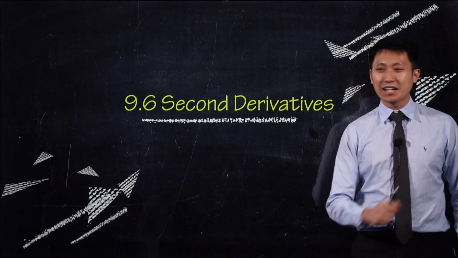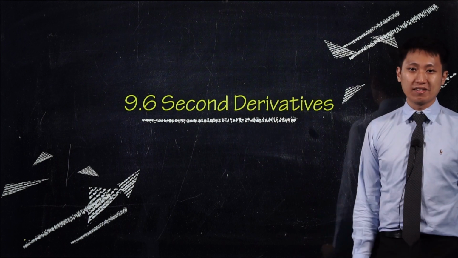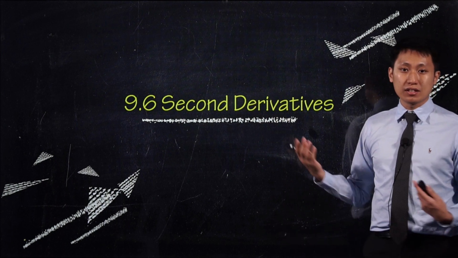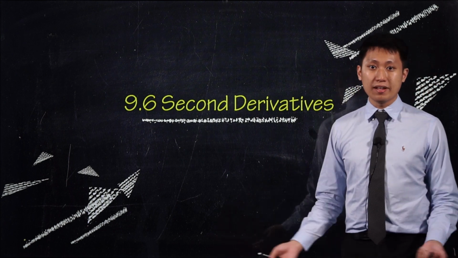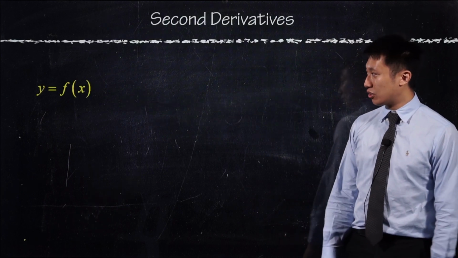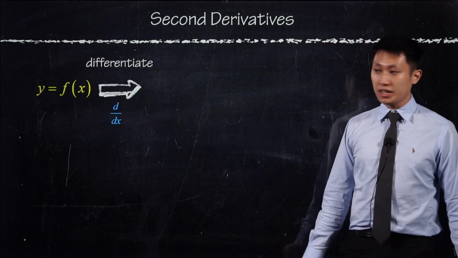Oh yeah, last section of this chapter. So, second derivatives. You have done most of this in the previous sections already. For these sections, it's a little bit of increasing your knowledge, expanding your knowledge. Okay, second derivative. If the original function is y = f(x), then you differentiate it.